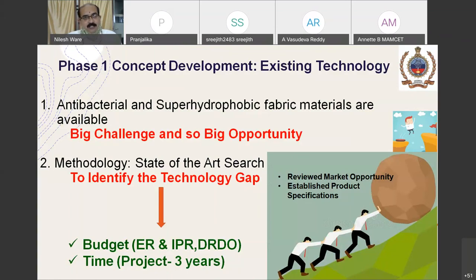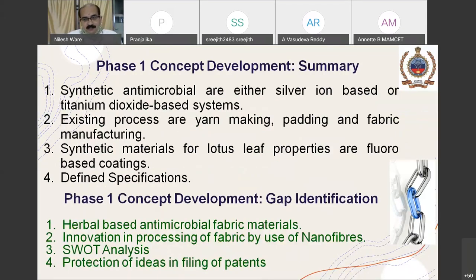We tabulated very nicely a 16-page document, which I'm not going to share with you because that will be too technical for this platform. So the methodology, the approach, was very clear. We did a state-of-the-art search for the objective which we had planned. Again, for this you need money, you need budget, you need a time frame. We are part of DRDO, so we defended a project proposal to our headquarters, and we were very lucky to get the budget from ER and IPR of DRDO. I thank them for the budget, and the time frame given was about 3 years. Still, we are in the concept development only.